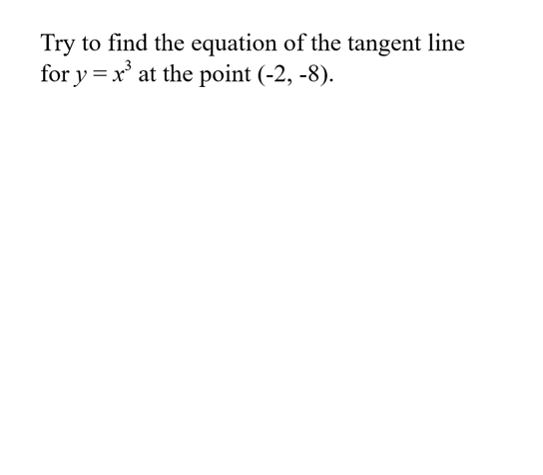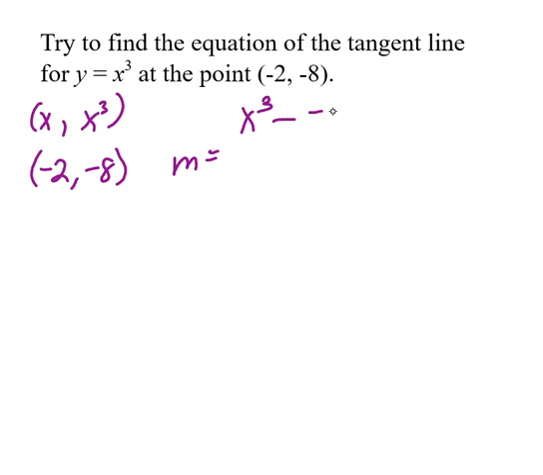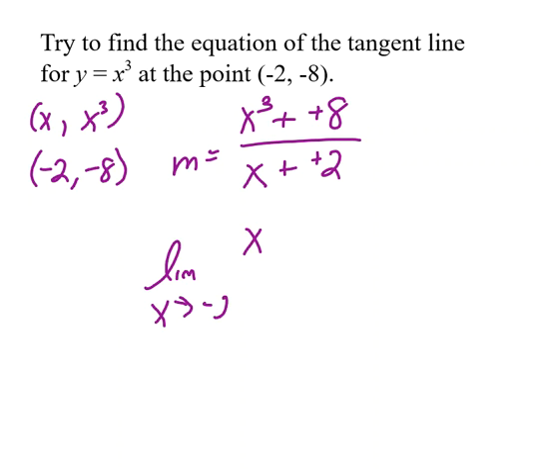So let's do another one with y equals x cubed and the point (negative 2, negative 8). Well, we're going to have the point (x, x cubed), and then the point (negative 2, negative 8). So our slope will be x cubed minus negative 8 over x minus negative 2. Now those two negatives will become positives. And we're going to do the limit as x approaches negative 2.